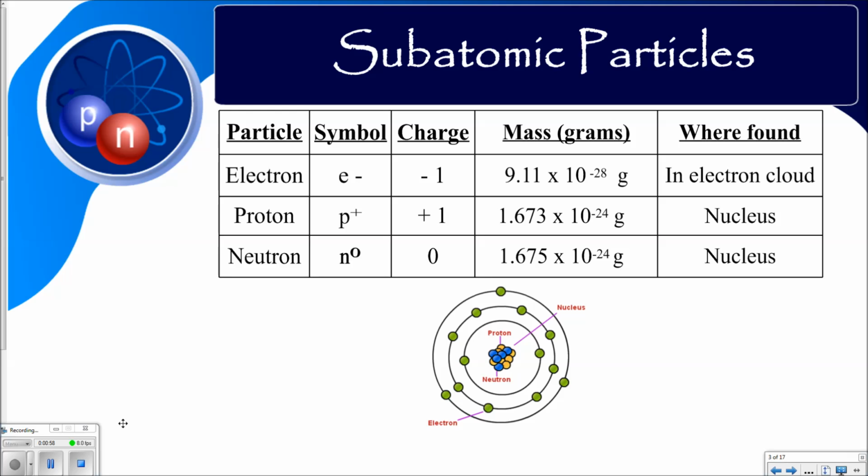They have no charge. When comparing the masses of these particles, you can see here that the proton and the neutron are very similar in mass. They're the heavier particles. But looking at the electron, it's much smaller than both of these. As you see in the diagram, the electron cloud is where we find electrons, and the nucleus is made up of the proton and the neutron in the center of the atom.